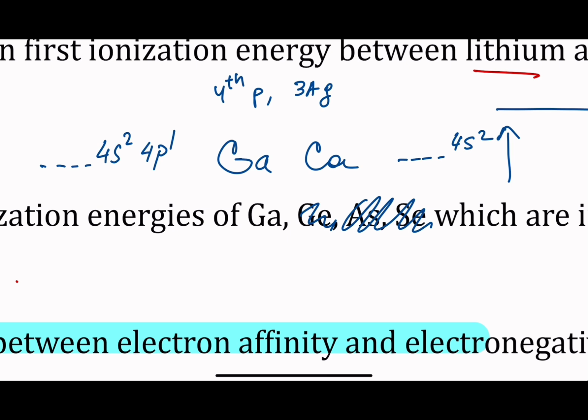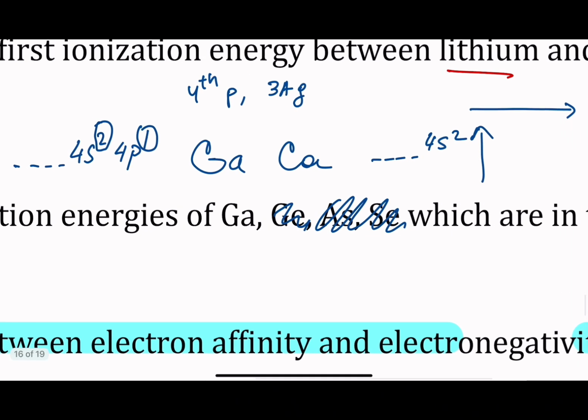Because look here. We have 3 electrons to lose in gallium from the last shell, valence electrons. The number of valence electrons is 3. But here, the number of valence electrons is 2. So in first ionization, 1 electron is lost, gallium becomes +1, calcium becomes +1, no problem. It can give both of them.